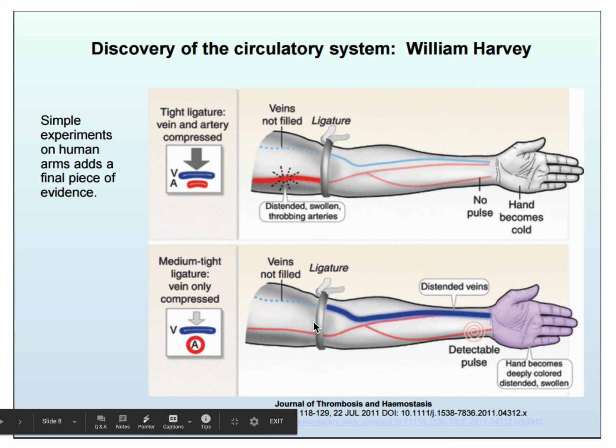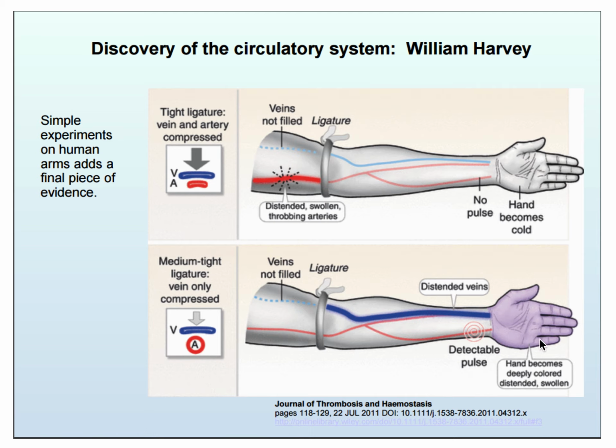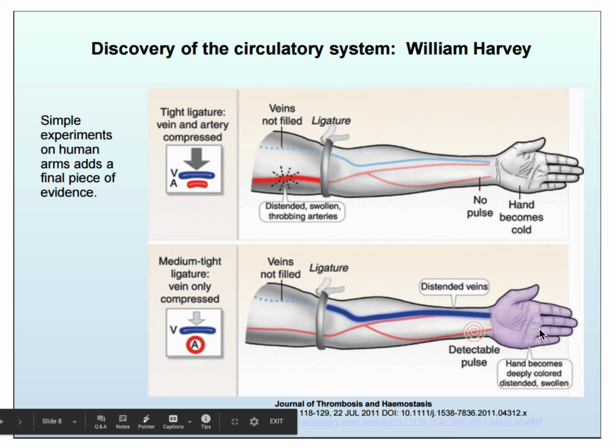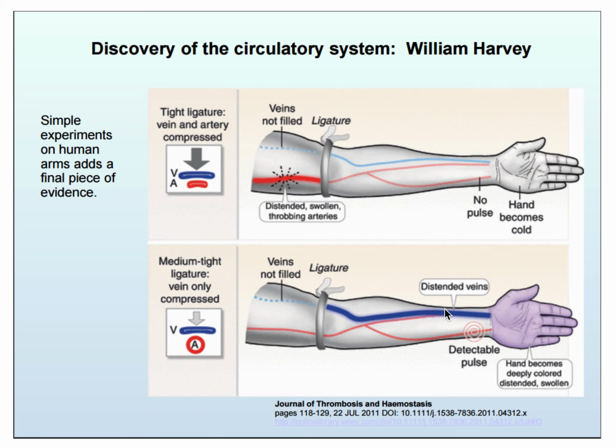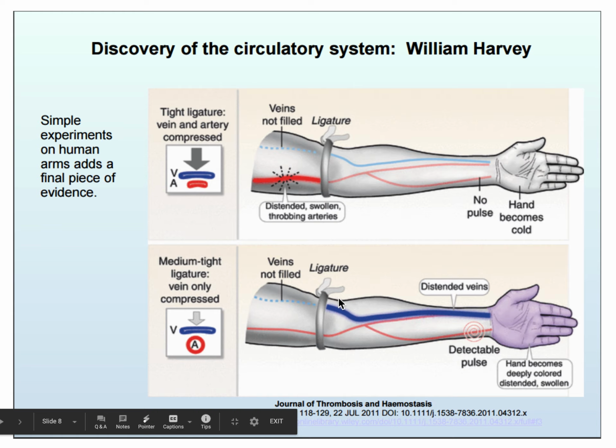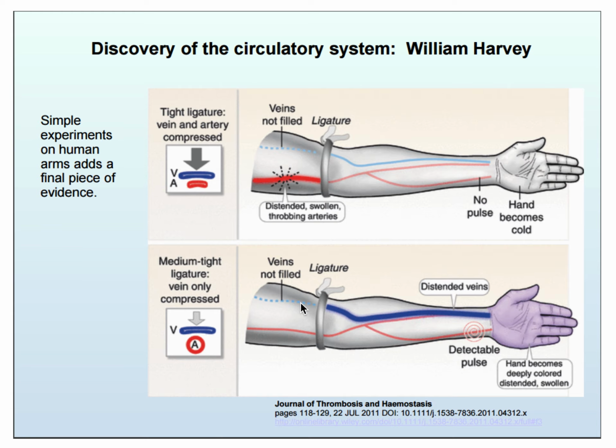So the hand actually becomes very cold and pale because no blood can get to it and no pulse down here. Here he only compresses the vein and leaves the artery open. So you can see the hand becomes very swollen and colorful because it's getting too much blood. And the vein is becoming distended or full because the blood can't get past this point of the ligature, and that's making the hand very filled with blood, and the pulse is very, very high. And then this side of the ligature, the vein is not filled. So these are simple experiments on human arms that add a final piece of evidence that the heart acts as a pump, and the veins and arteries are the pathway that the blood will flow because of that pump.